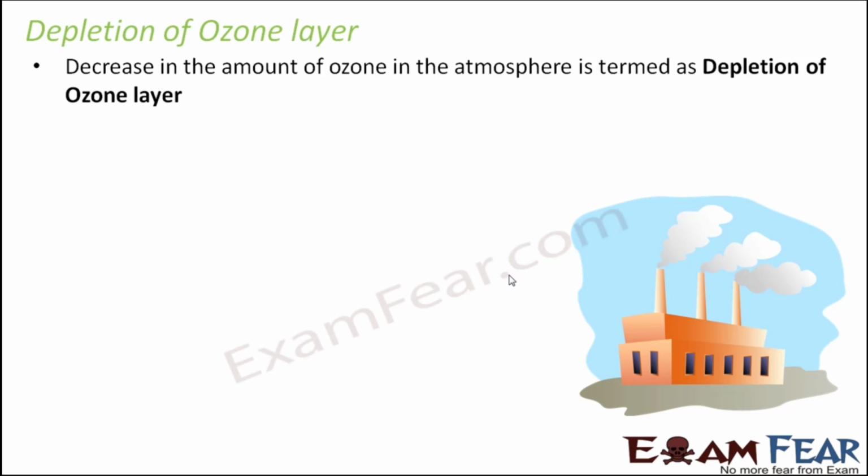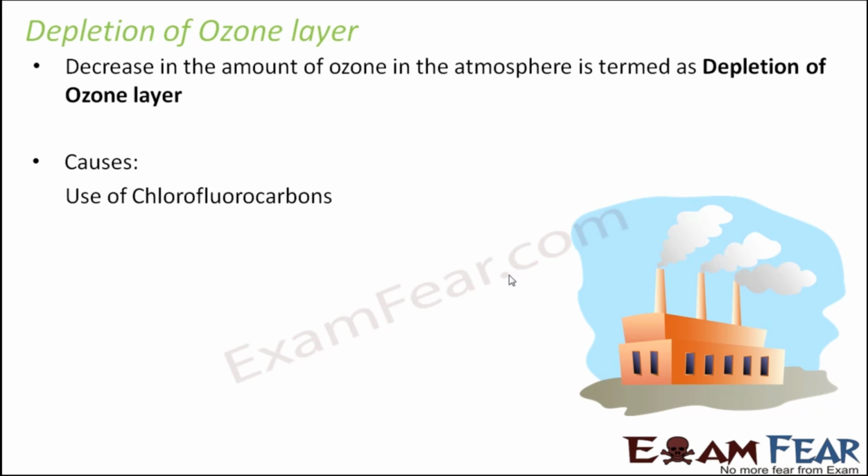There will be no one to protect us from ultraviolet radiation. So more and more ultraviolet radiation will enter inside the earth. So this can be a very serious threat. In fact, this is a very serious threat. Now, if you actually look at the thickness of the ozone layer, it has reduced a lot. So what are the causes for depletion of the ozone layer?